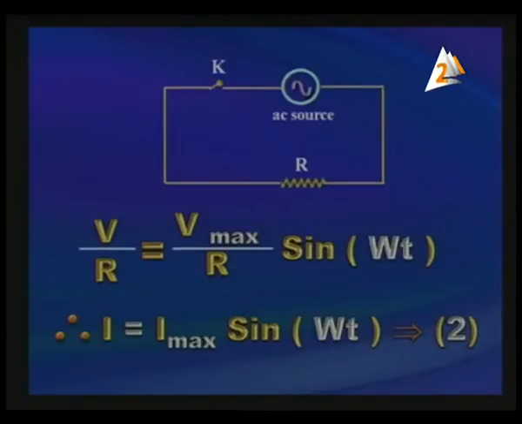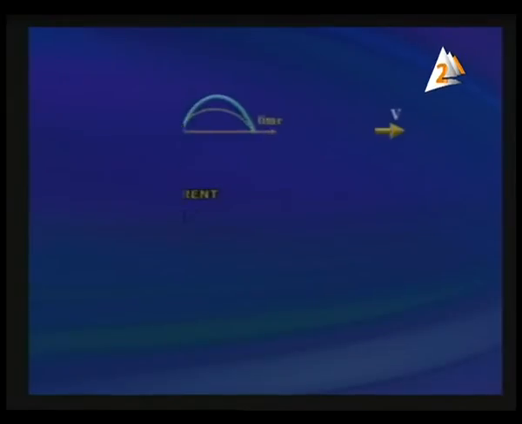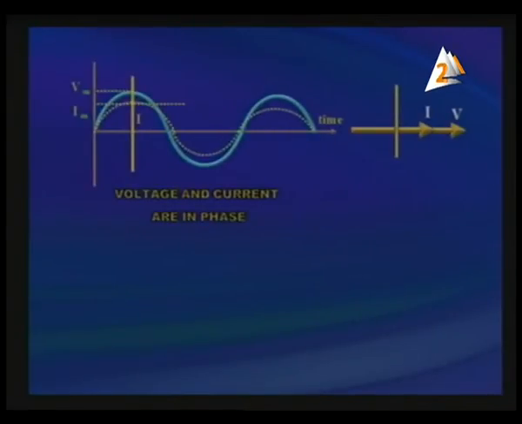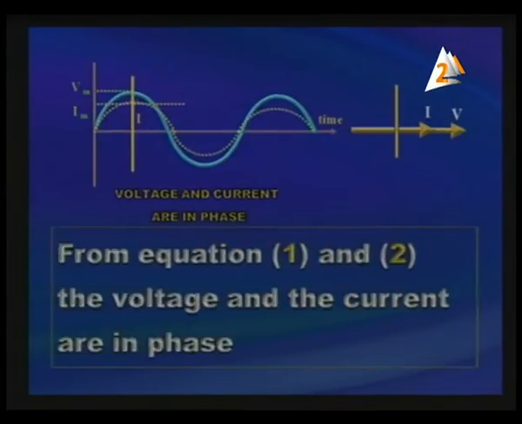If we compare the two equations, equation 1 and 2, we've got the same phase angle, omega t, in both cases. So voltage and current are in phase. We draw both of them on the same line, the current coinciding with the voltage. They are in phase. We've got the same phase angle. So from equation 1 and 2, the voltage and the current are in phase.